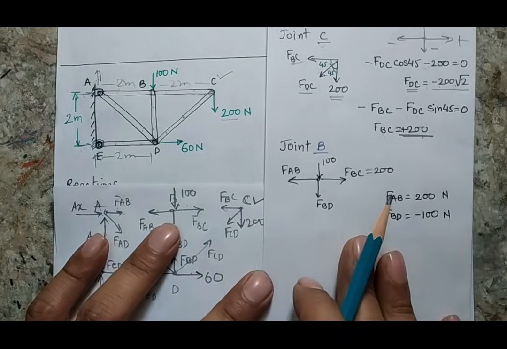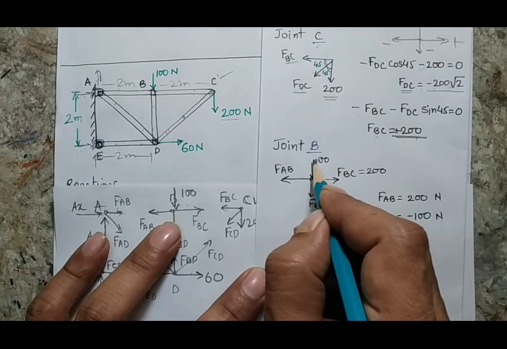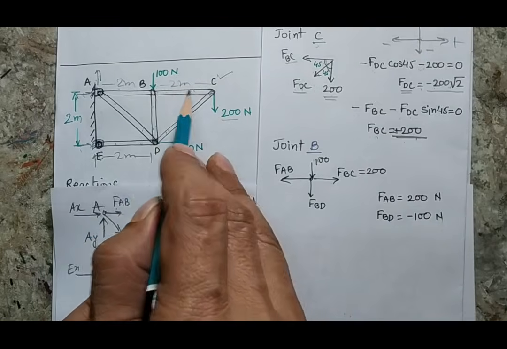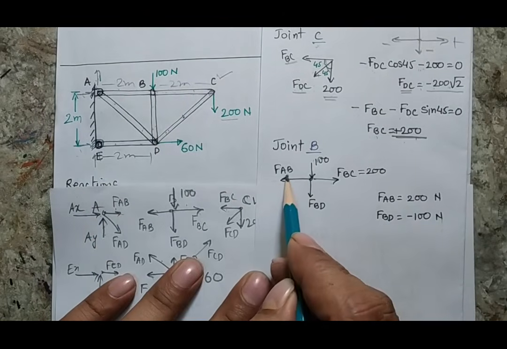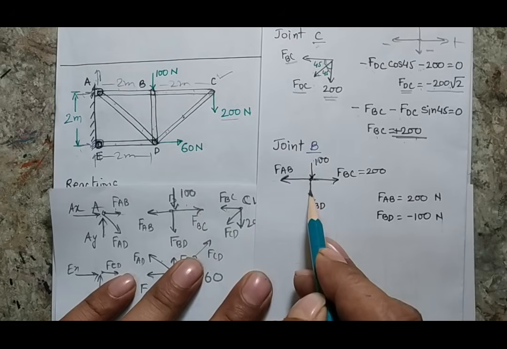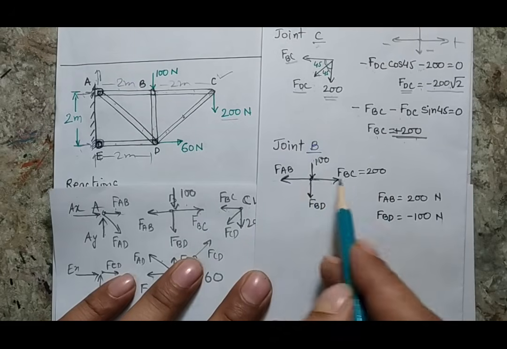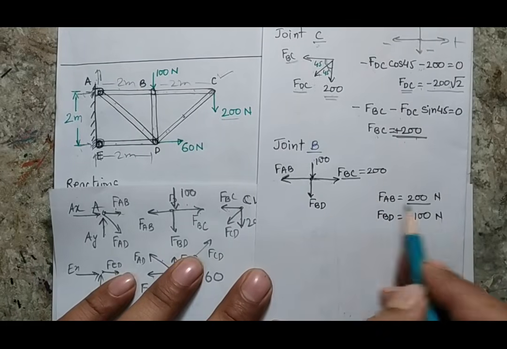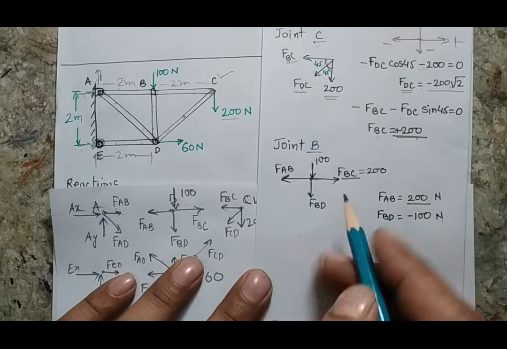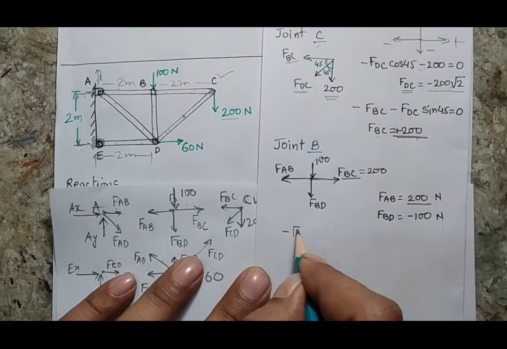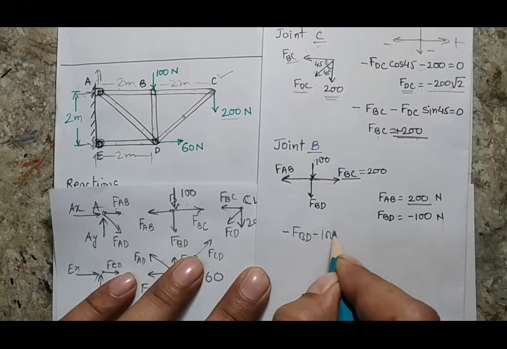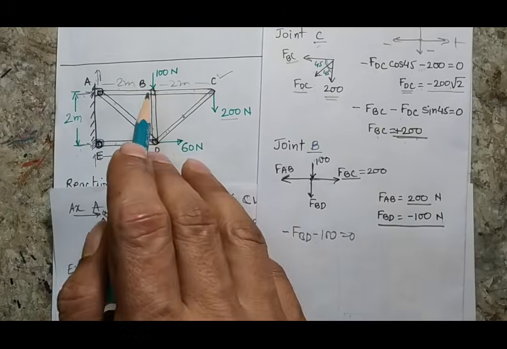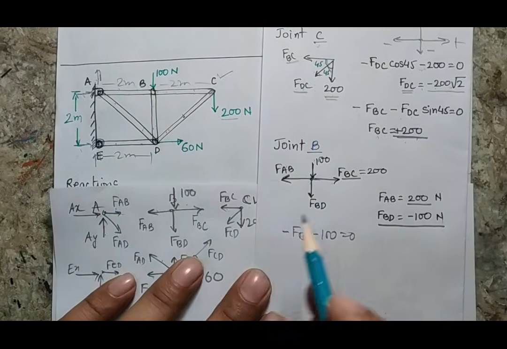So let's make the free body diagram of joint B. Here I have a downward force of 100 Newton. This is joint B. Two forces, one along BC, one along BA. And I am taking all the forces away from my joint, meaning the tensile nature. When I solve the horizontal and vertical force balance, I get that AB will be balanced by BC, and that will be 200, and these two forces are going in the downward direction. So when I write the equation minus BD minus 100 equals 0, ultimately my BD will be minus 100.